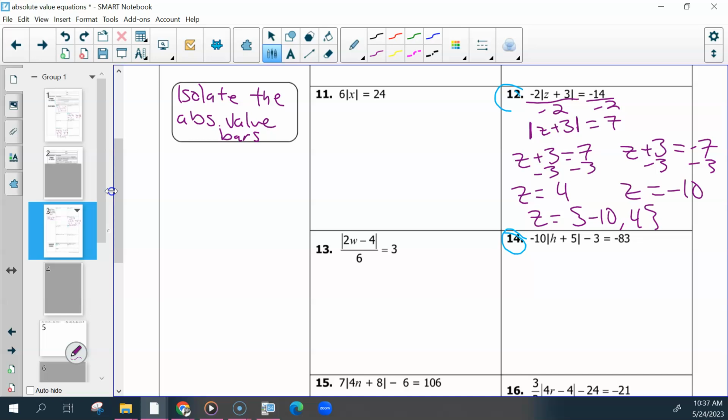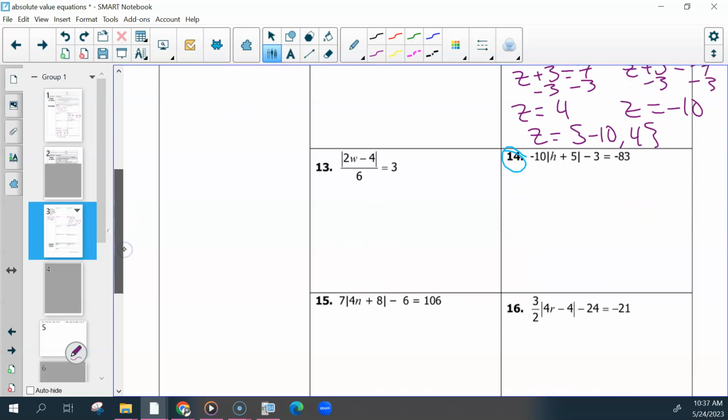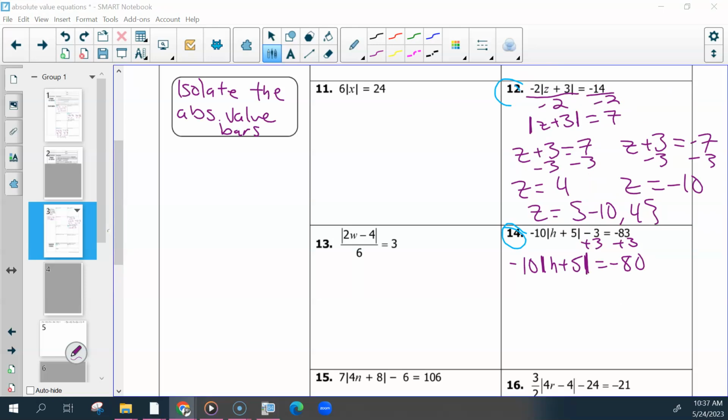And then we're going to do 14, and we have two things outside of the absolute value bars, the -10 and the -3. Which do you think we're going to do something with first? -3. I'm going to get rid of that. Add it to the other side. Then this problem is now just like the last one we did. So divide both sides by -10.